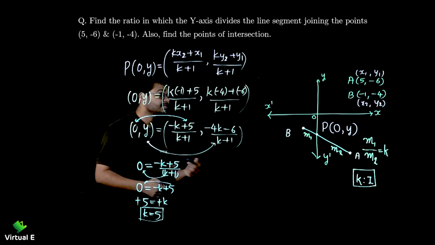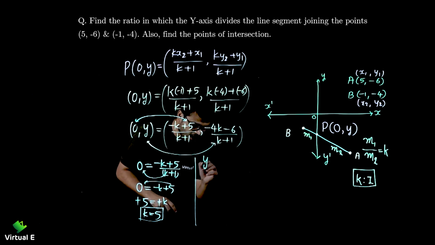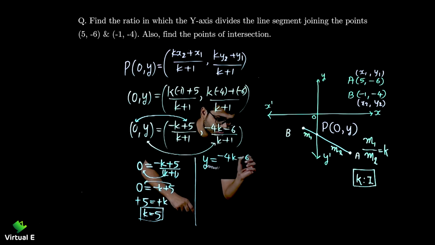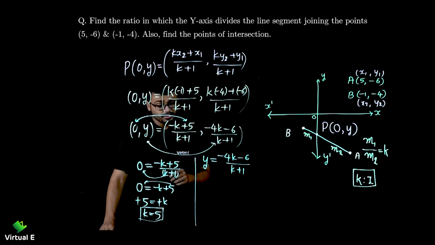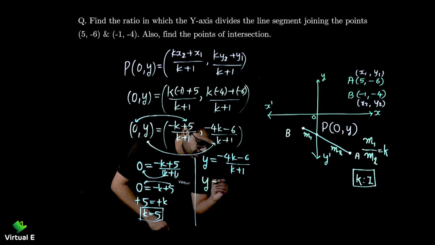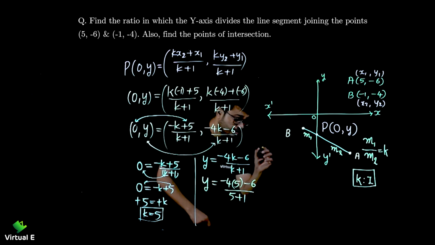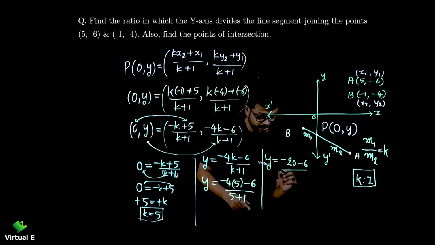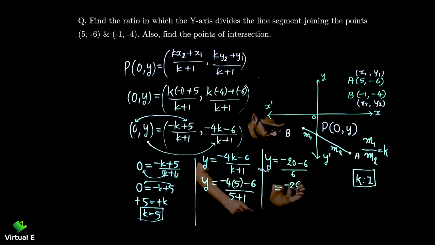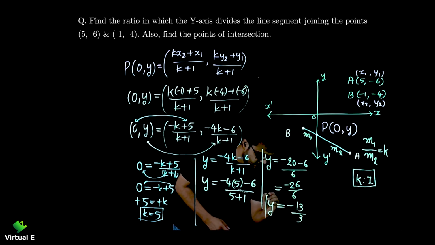Very easy. Let's solve for the intersecting point, which is Y, with the help of K. So I will be writing Y is equal to minus 4K minus 6 denominator K plus 1. Done. Now instead of K, I'm going to substitute 5. So Y is equal to minus 4. Instead of K, I will be writing what? 5 and minus 6. Be careful here. And 5 plus 1. So let's simplify further. Y is equal to 4 5s are minus 20 and minus 6 denominator 5 plus 1, 6. So minus 26 over 6 will give you minus 13 over 3. So that's the value of Y.